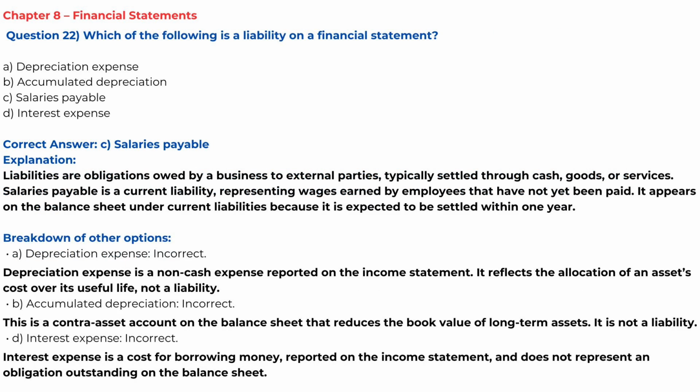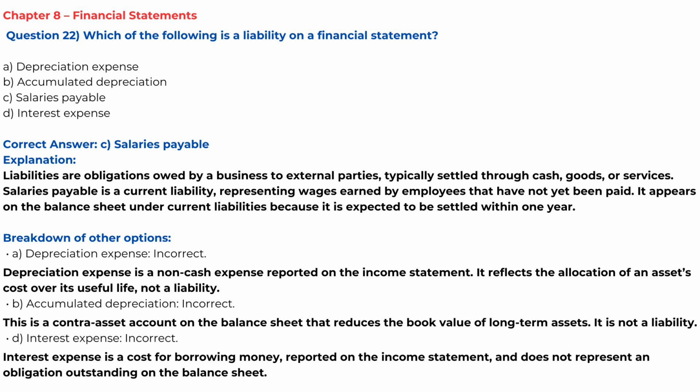Question 22. Which of the following is a liability on a financial statement? Correct answer, C. Salaries payable. Explanation. Liabilities are obligations owed by a business to external parties, typically settled through cash, goods, or services. Salaries payable is a current liability representing wages earned by employees that have not yet been paid. It appears on the balance sheet under current liabilities because it is expected to be settled within 1 year.